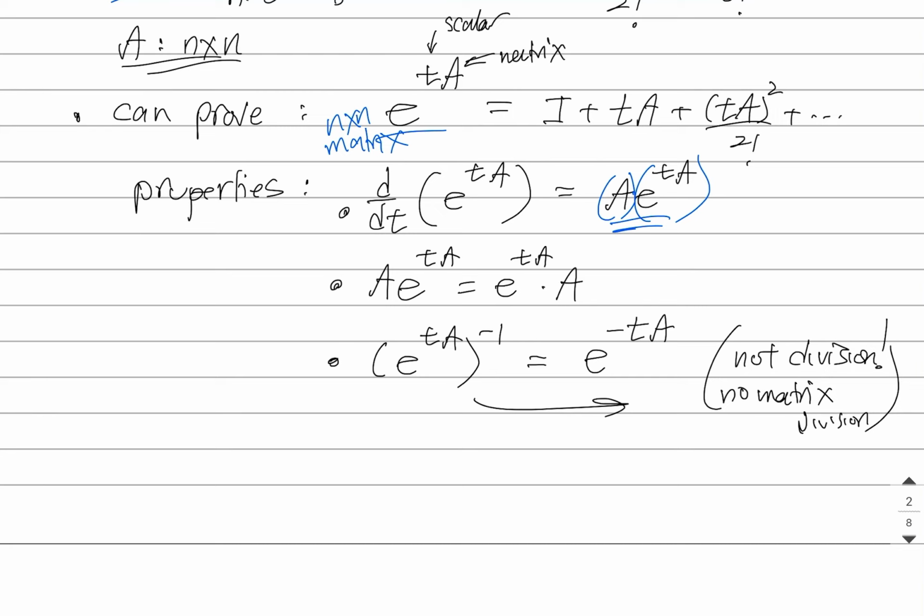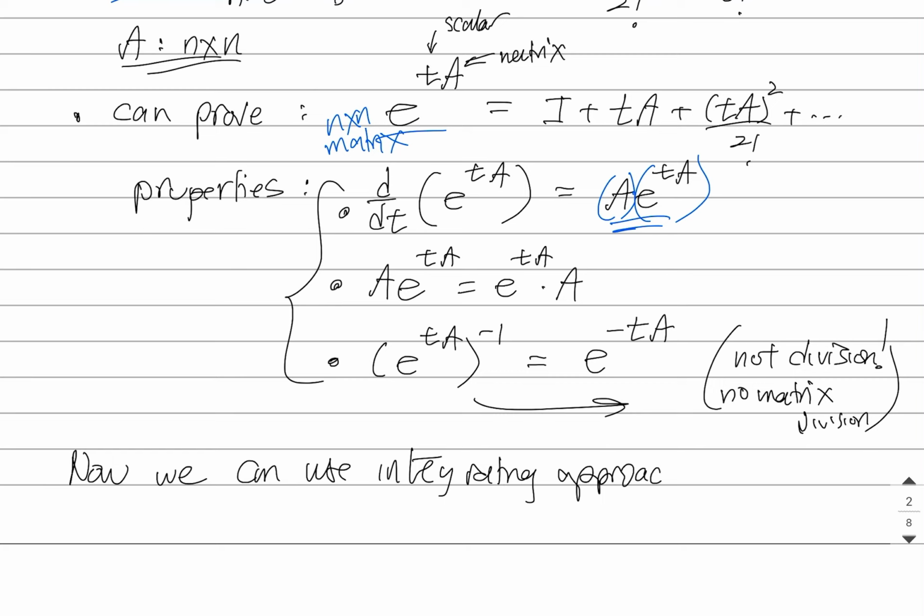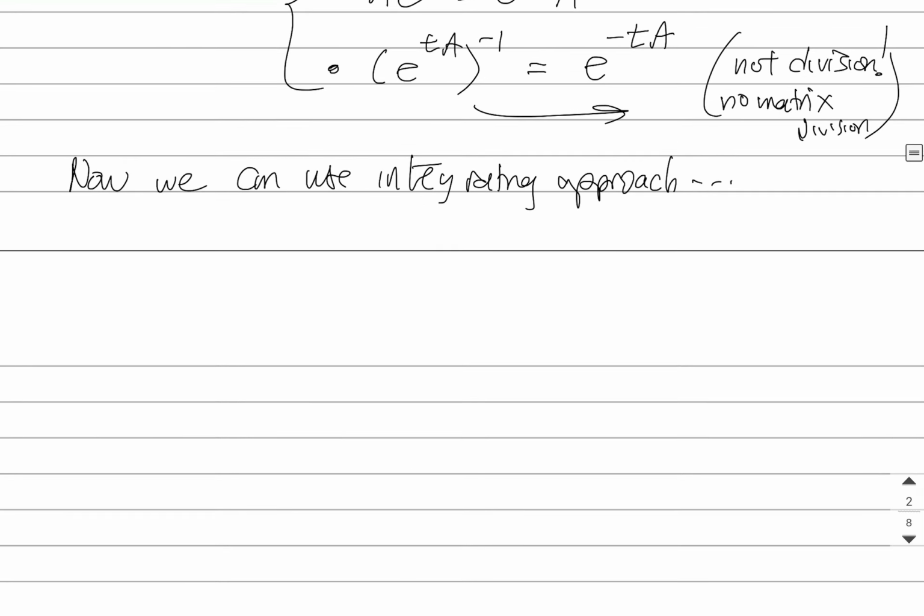So if you go ahead and you define these properties, now it lets you tackle the first order homogeneous system just like we would before. Now we can use an integrating factor. So we can use this integrating factor approach. And what I mean by that is we're now going to talk about this initial value problem. We'll have our vector system, x prime equals ax, and we'll take some initial condition.